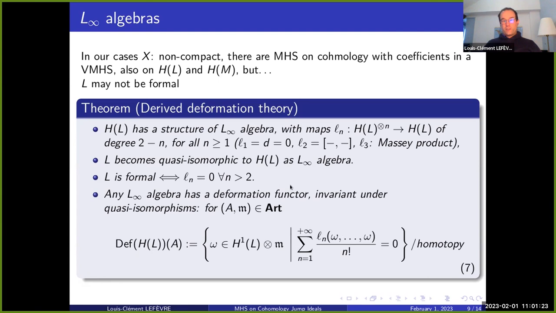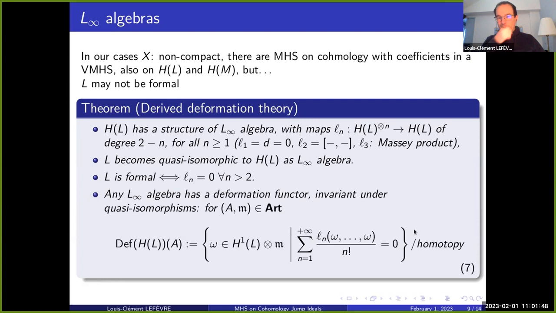So you can write a Maurer-Cartan equation in the cohomology of L, but with these higher massey products, for an element in H1, satisfying this big sum. L1 is usually the differential, so it vanishes, and L2 is the bracket. So there's a part omega bracket omega divided by two plus higher terms, modulo some equivalence.